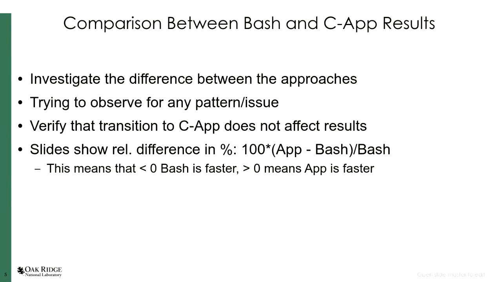I'll show you many slides. I will not explain everything because it's there for you to analyze later, but I compare them. The relative difference formula is 100 times the application result minus the bash result, divided by the bash result, because I take the bash results as the base. This means that negative results mean the bash script is faster, and positive means the application is faster.